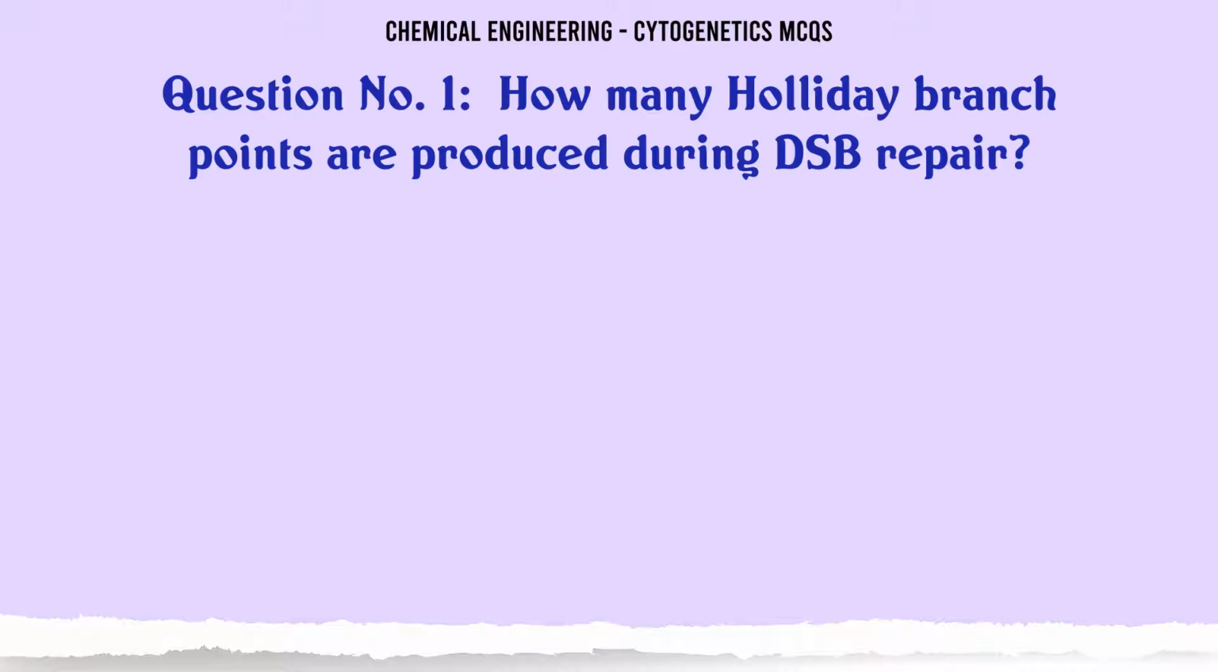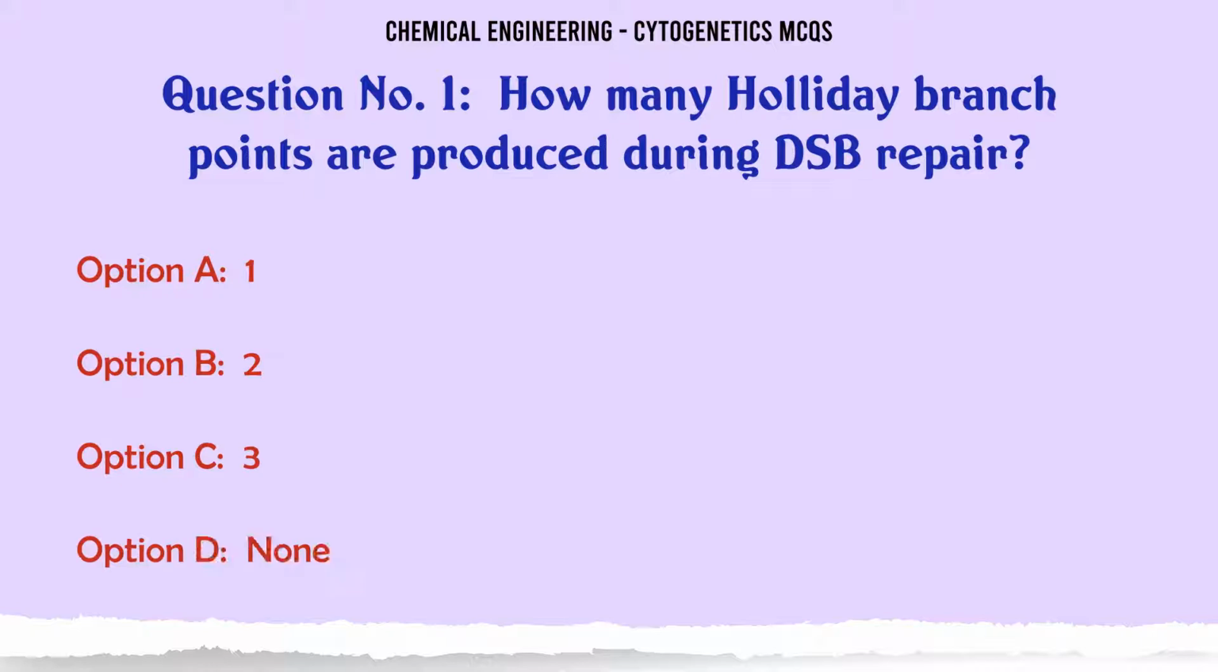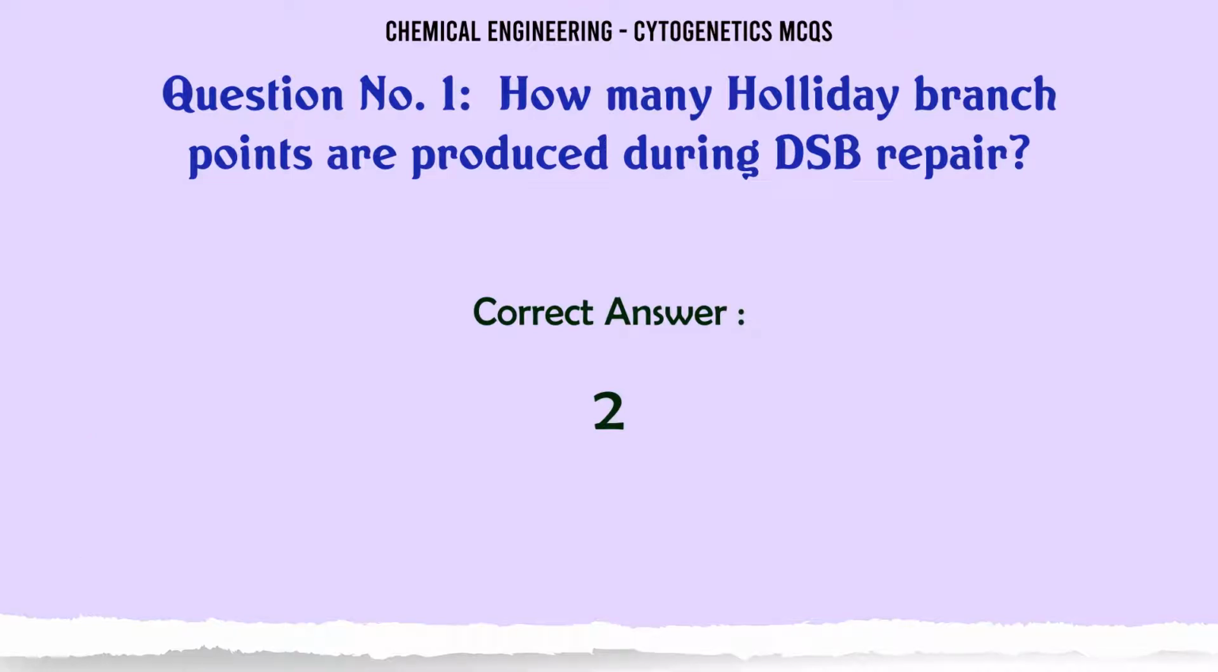How many Holliday branch points are produced during DSB repair? A) 1, B) 2, C) 3, D) none. The correct answer is 2.